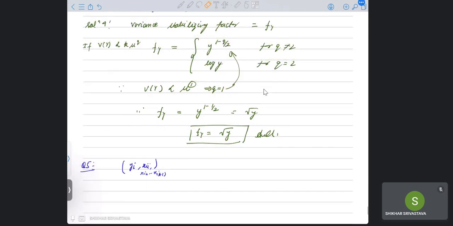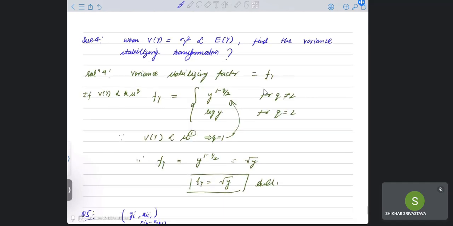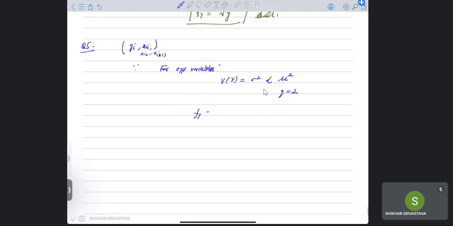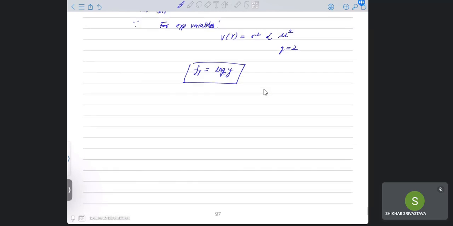So for exponential variables, from statistics you will know that the variance of the response variable, which is equal to sigma square, is directly proportional to the square of the mean. So here q is equal to 2. For q equal to 2, your variance stabilizing factor is just log of y. So your answer would be log of y, natural log of y. Okay, so this will be your answer.